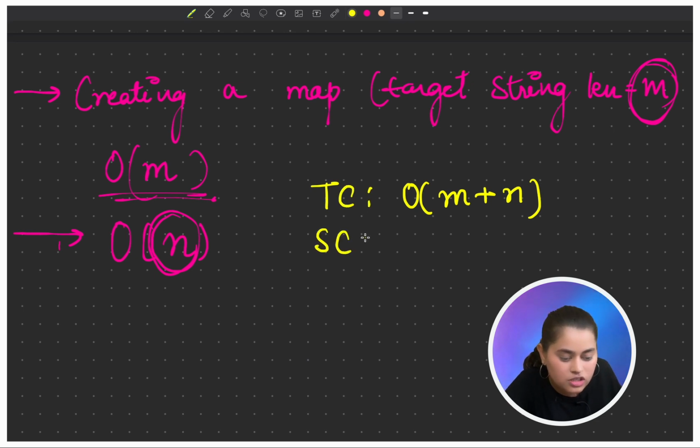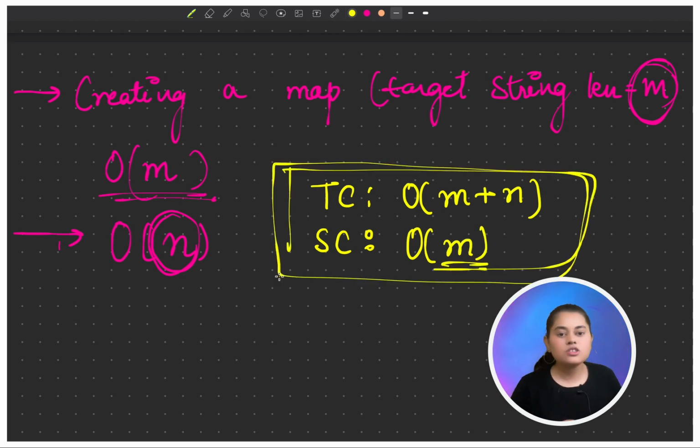Now let's talk about space complexity. How much space have we taken? Basically, we are just creating a frequency map, and other than that, we were using some variables, right? So the space complexity for this approach will be the same as the length of your target string. So this will be the space and time complexity of this approach.